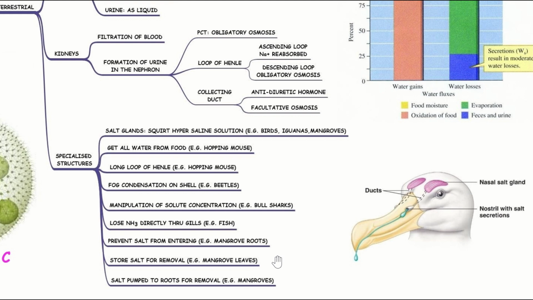They store salt in vacuoles and also in bladders and salt glands. And this takes the salt either out of their body or out of the cytoplasm. Some organisms also pump salt directly out of their roots via active transport, and mangroves are a great example of this.